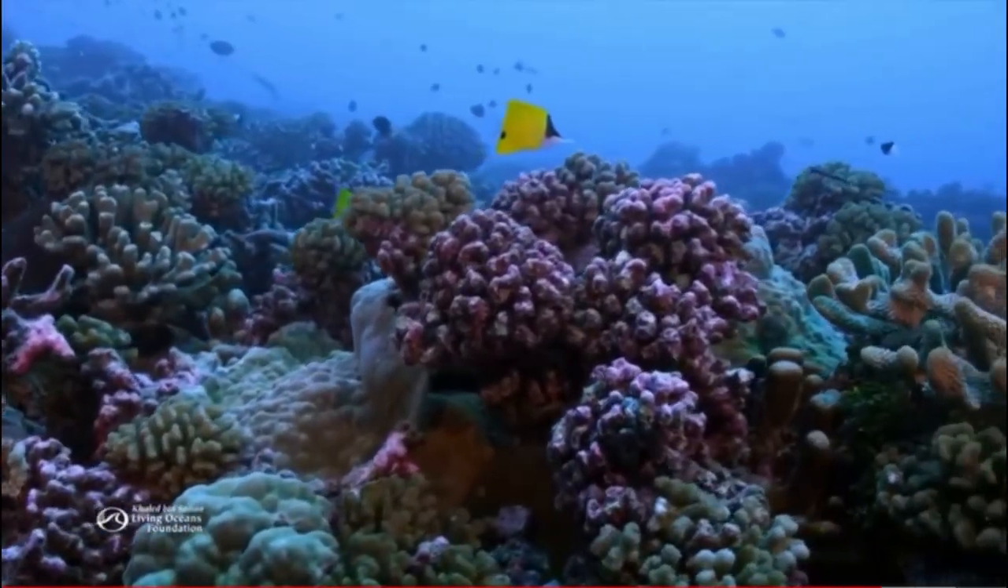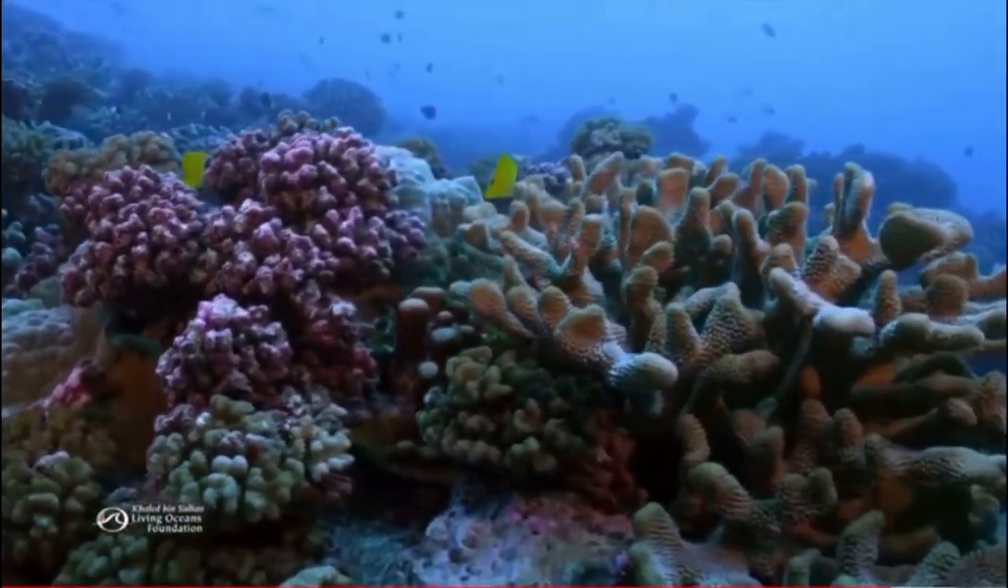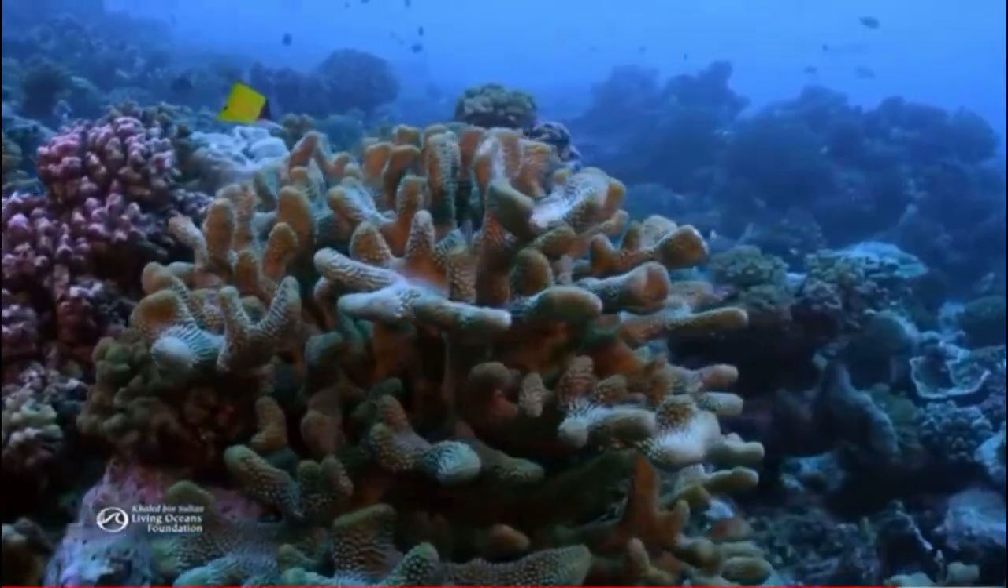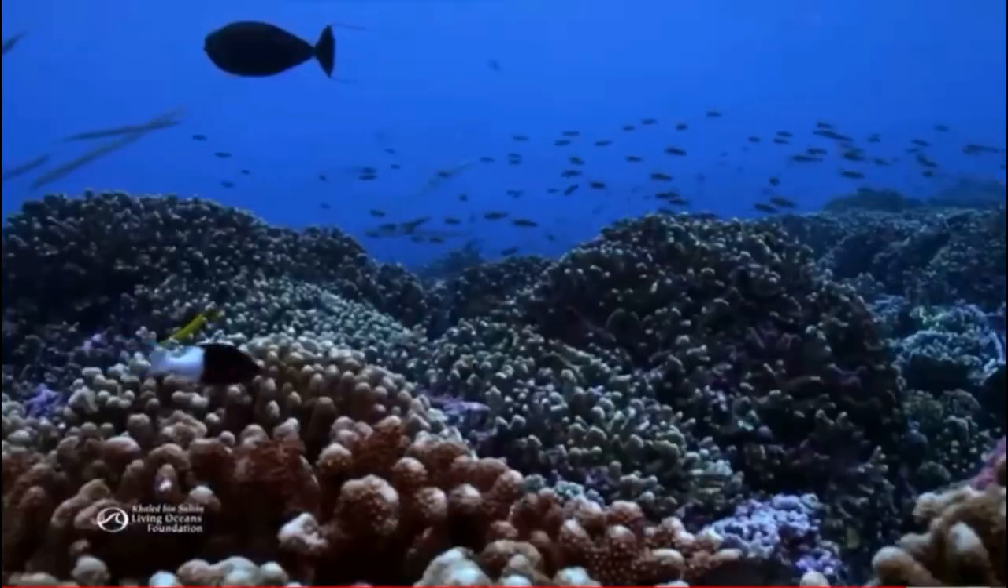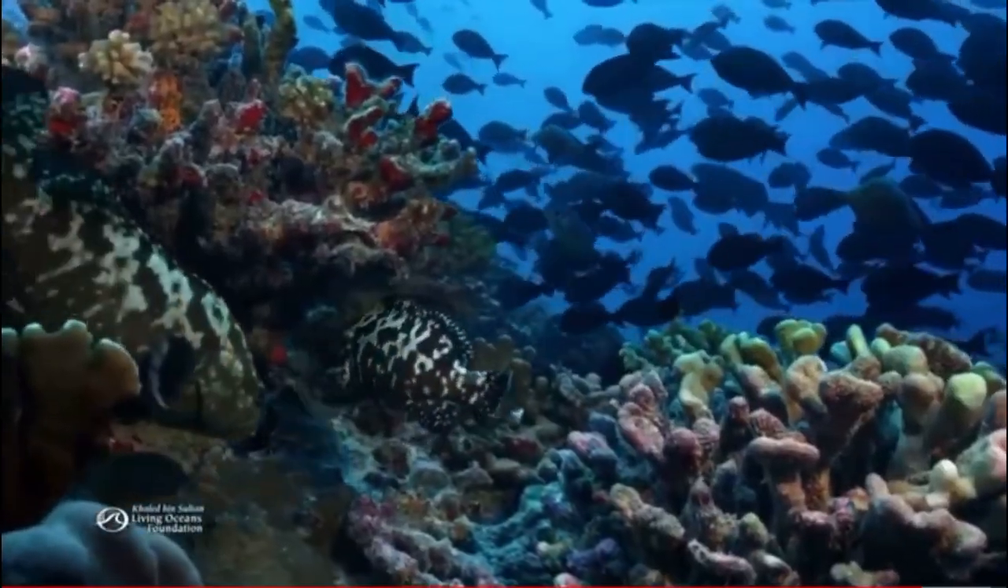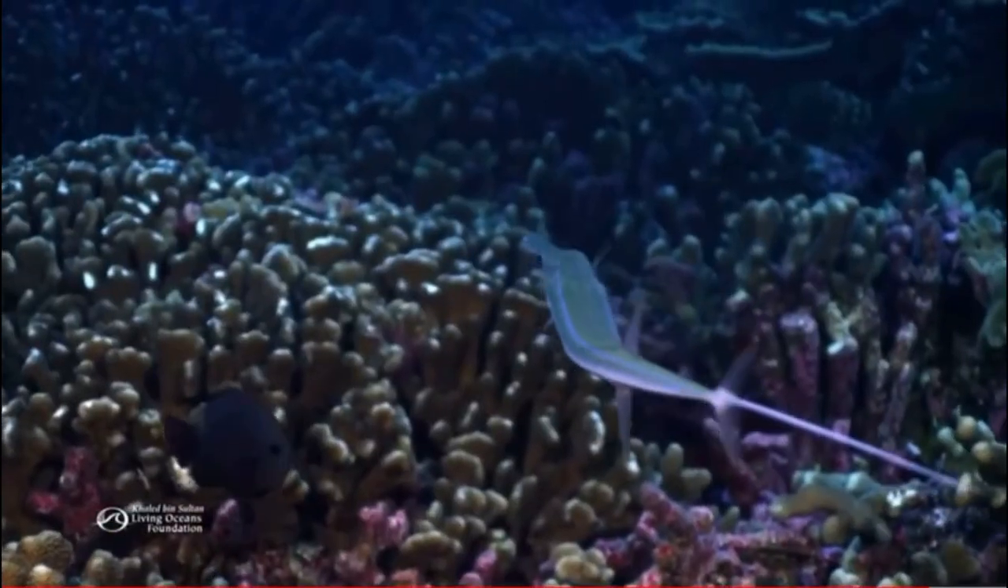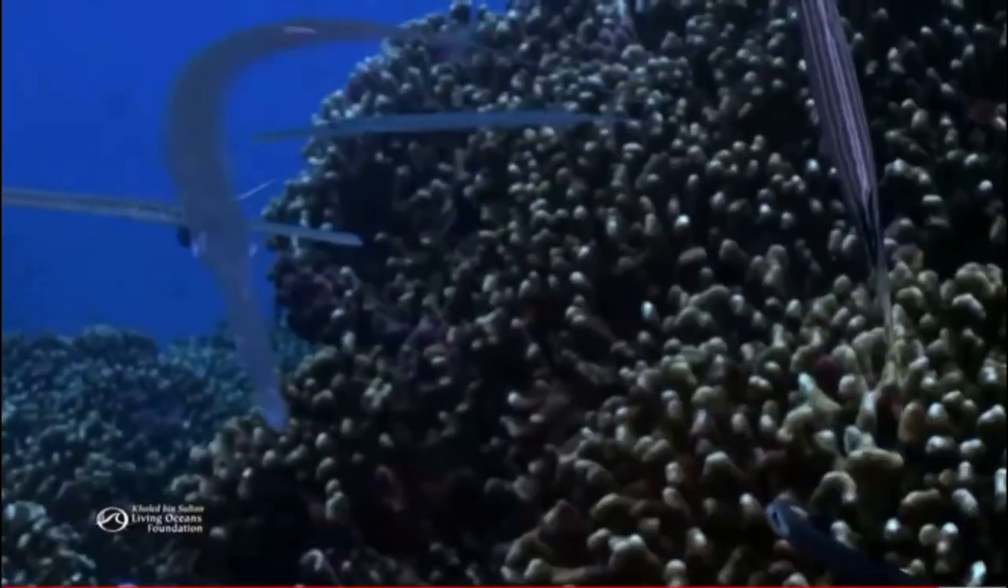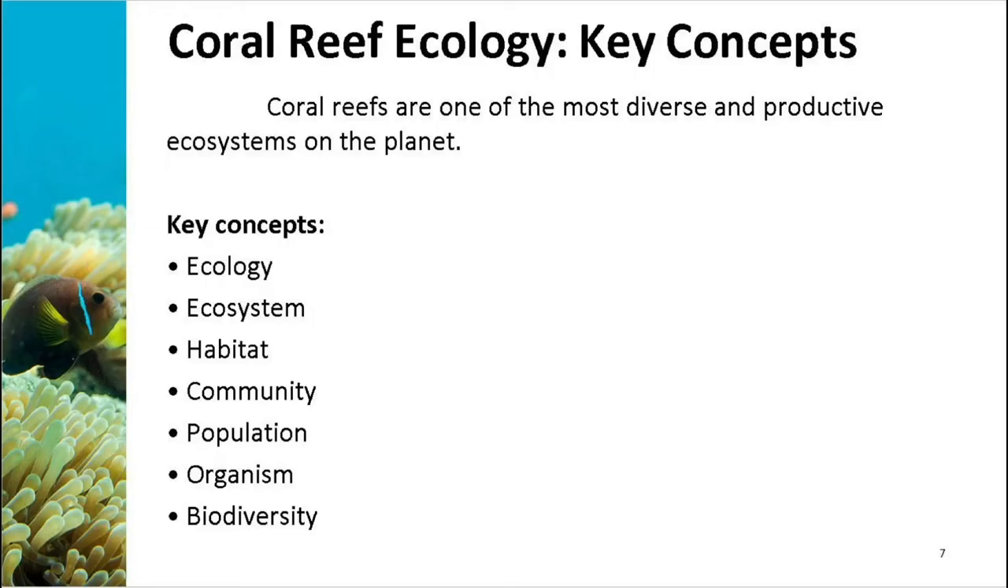Sexual and asexual reproduction have given corals a brilliant assortment of techniques to ensure that they survive from one generation to the next. That's good news for the multitude of ocean animals that make coral reefs their home. Coral reef ecology. Coral reefs are one of the most diverse and productive ecosystems on the planet. Here are the key concepts of coral reef ecology.